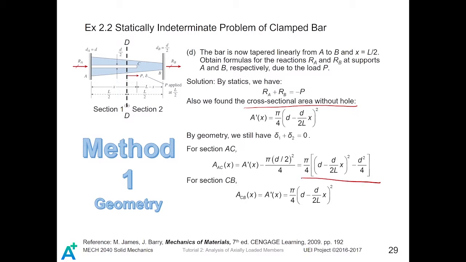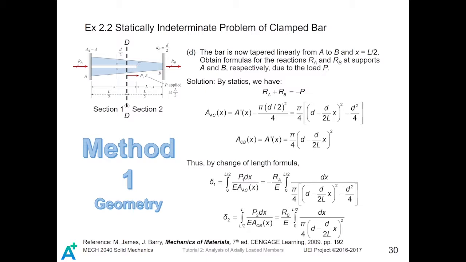For section CB, it is rather similar, but there is no hole. Therefore, you don't need to subtract this term from the A prime of x. Therefore, the cross-sectional area for segment CB is like this. Therefore, by considering all what we have got in the previous slide, we can apply the change of length formula to segments 1 and 2.